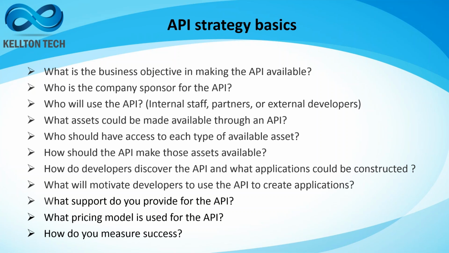As you know, what is the objective of making the APIs available? Who will be the consumers? Are they going to be internal APIs or external APIs? What assets could be made available, and who should have the access? These relate to the security and protection of your APIs. Also important is what pricing model needs to be used for your APIs, and how do you monetize or measure success for your APIs.